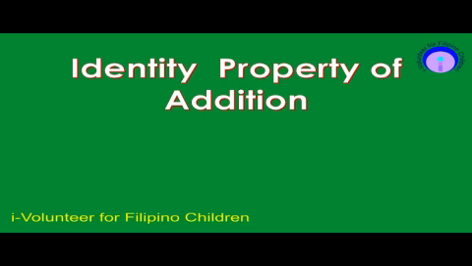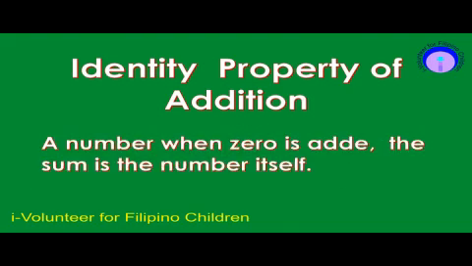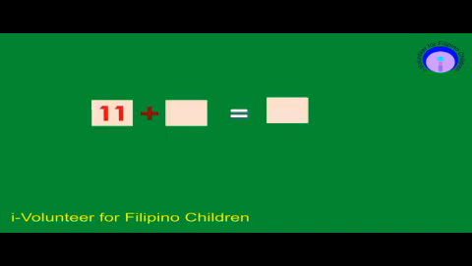The third property is what we call identity property of addition. This is also known as zero property of addition. Any number, when 0 is added, the sum is the number itself. Walang nabago. Let's demonstrate. This is the zero property of addition. A number, when 0 is added, the sum is the number itself.